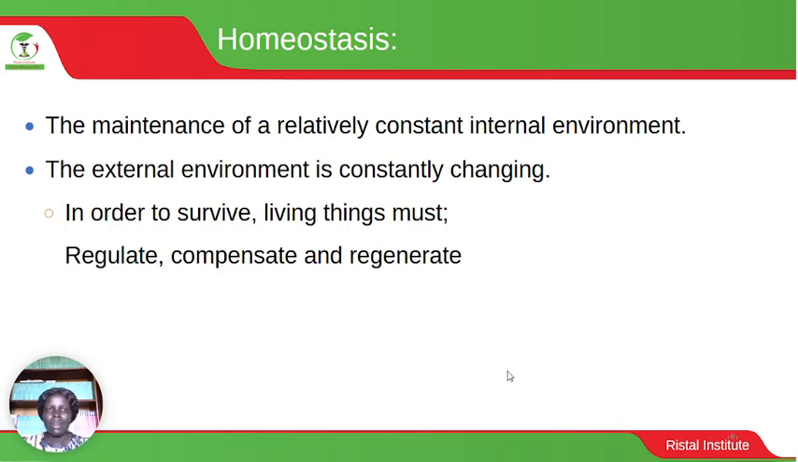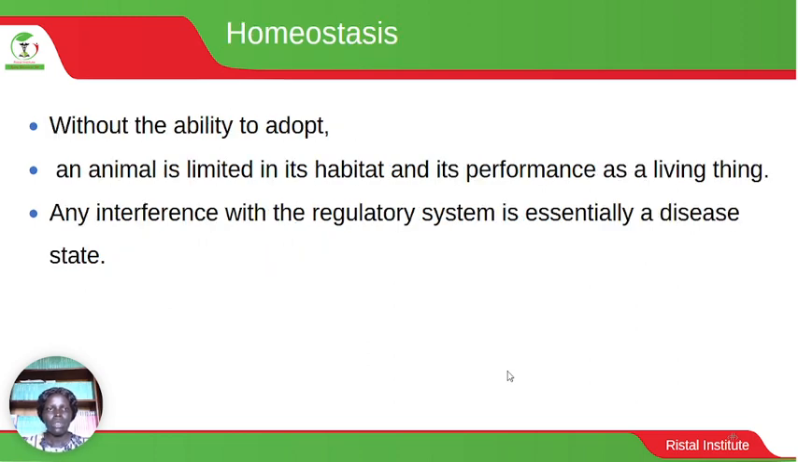The external environment is constantly changing. In order to survive, living things must regulate, compensate, and regenerate. Without the ability to adapt, an animal is limited in its habitat and its performance as a living thing. Any interference with the regulatory system is essentially a disease state.